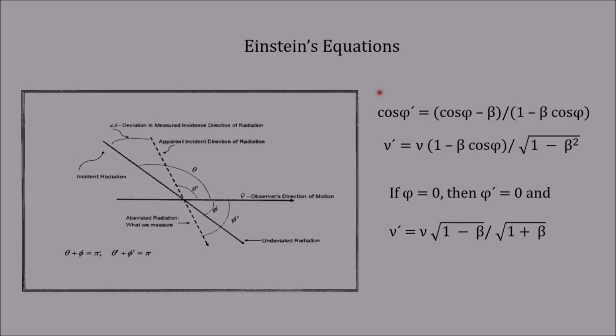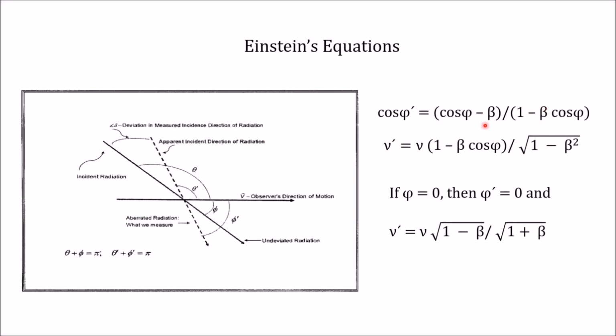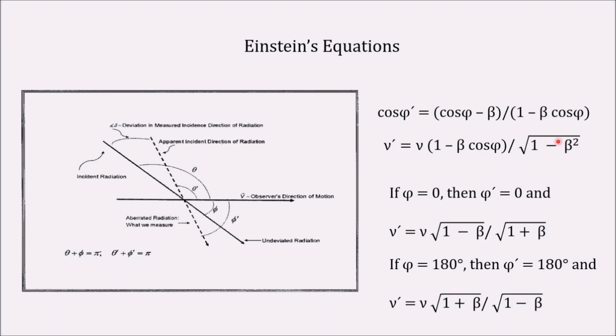So Einstein's equation is repeated here. One thing to note, though, is that when phi equals 0, then phi prime also equals 0. So that when we're looking at something like a radar, what we get is a simplified version of this Doppler equation, and it's the same regardless of whether we use phi or phi prime. Again, this is just the same equations.